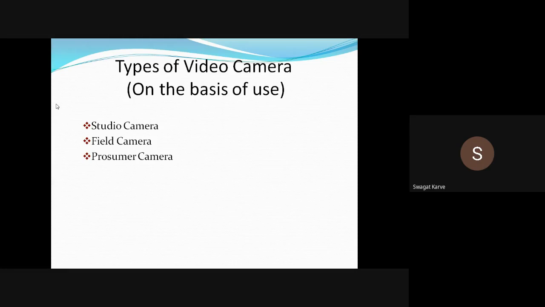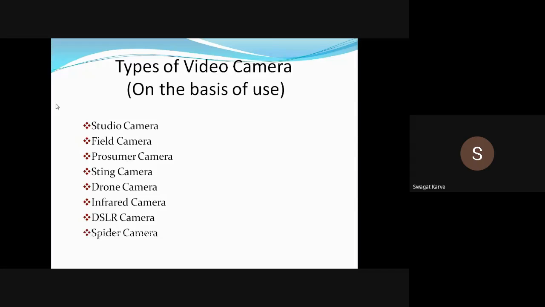Then prosumer camera is there. Then sting camera is there, drone camera. So drone camera, you are aware of it, is fitted onto a drone and normally captures the image from an aerial view, right? ड्रोनवर तो कॅमेरा फिट केलेला असतो आणि तो एरियल व्ह्यू कॅप्चर करतो. Infrared camera you have, night vision camera, DSLR camera you have, right? Then spider camera you have, and the mobile camera that you normally use in your mobile. So these are the different categories of camera on the basis of use.